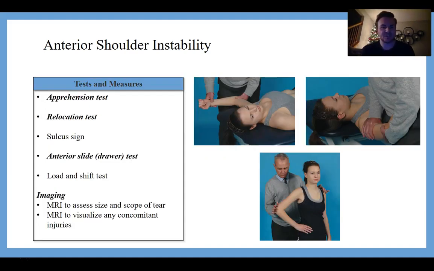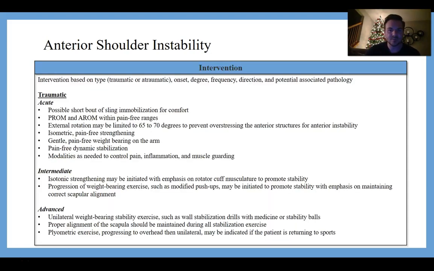Tests and measures: the apprehension test and the relocation test are the top two, and those are the best ones to really get a sense here. You can also do the anterior slide or drawer test. And then, of course, load and shift and sulcus sign are good ones for shoulder stability. You will get an MRI to visualize the scope of the tear, and also a plain film X-ray to see if there's any bony injuries.